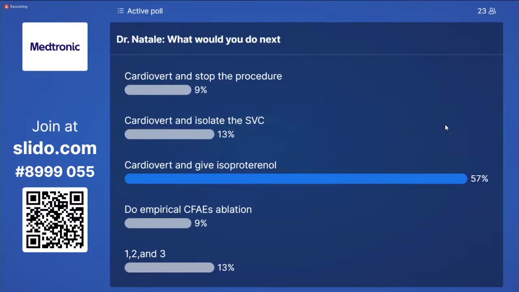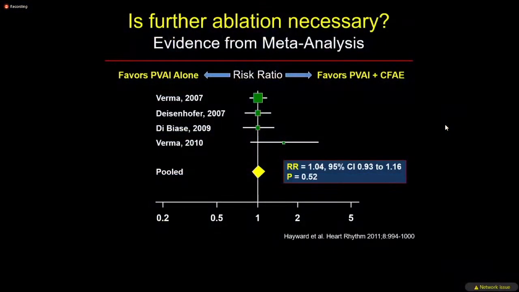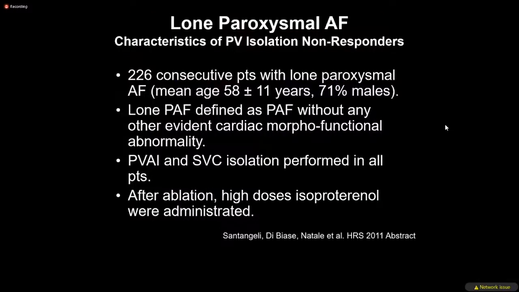So let's go on. This is a meta-analysis that we published many years ago. There is no place in paroxysmal AF, or even in persistent, but in paroxysmal AF, there is no place for empirical lesions. And this includes CAFE, linear lesions. So if you want to do something at that point, cardioversion and isoproterenol challenge to see if there is any other trigger is the best. Otherwise, you cardiovert and stop the procedure as long as you know that the pulmonary veins are permanently isolated.